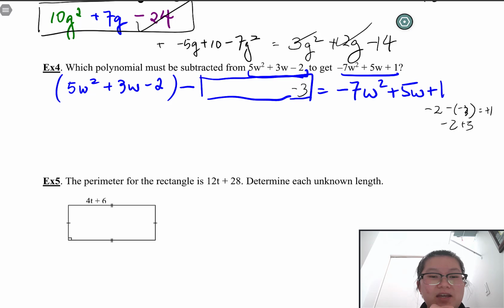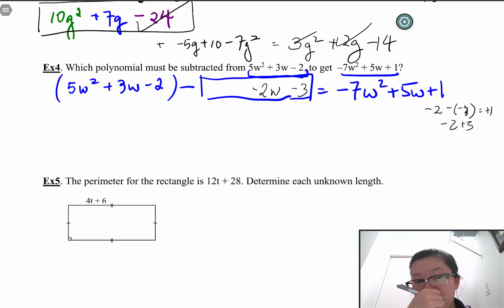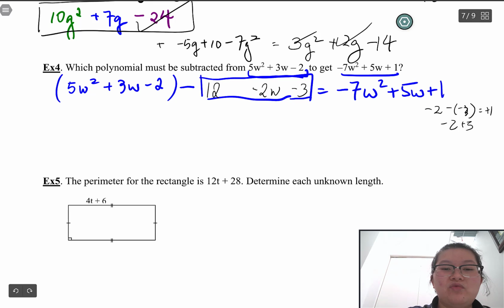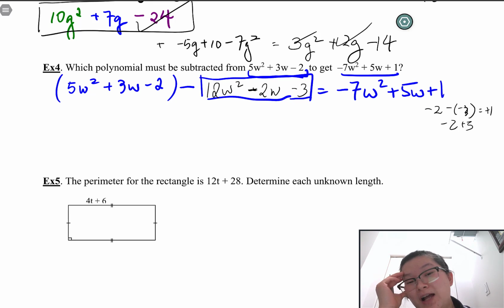And to finish it off, it will look like this. 3w minus something gives me plus 5w. And of course, that's going to be minus 2w, because 3w minus negative 2w will give me 5w. And then for 5w squared, I need to subtract something to give me minus 7w squared. So I'm going to need a bigger one. I have to subtract 12w squared, so that 5 minus 12 gives me negative 7w squared. Now, doing that all in your head is a little bit challenging.